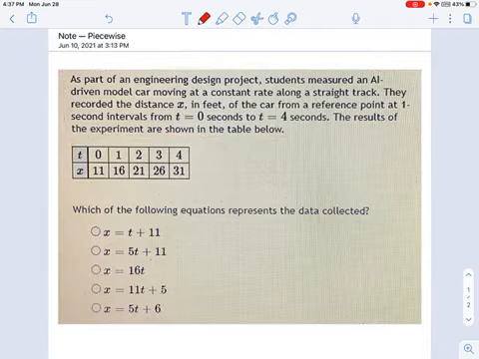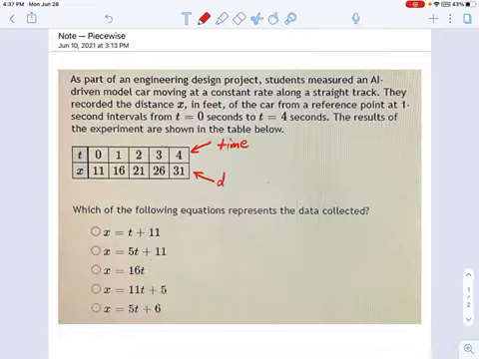But in this case, it says we have this engineering project and the students are measuring a car, and it goes a distance of x in a time of t. Okay, and it just describes the table. So you've got t here. This is time. And you've got x over here. That's your distance. And if you've been lucky enough to take physics, then you'll enjoy this problem.